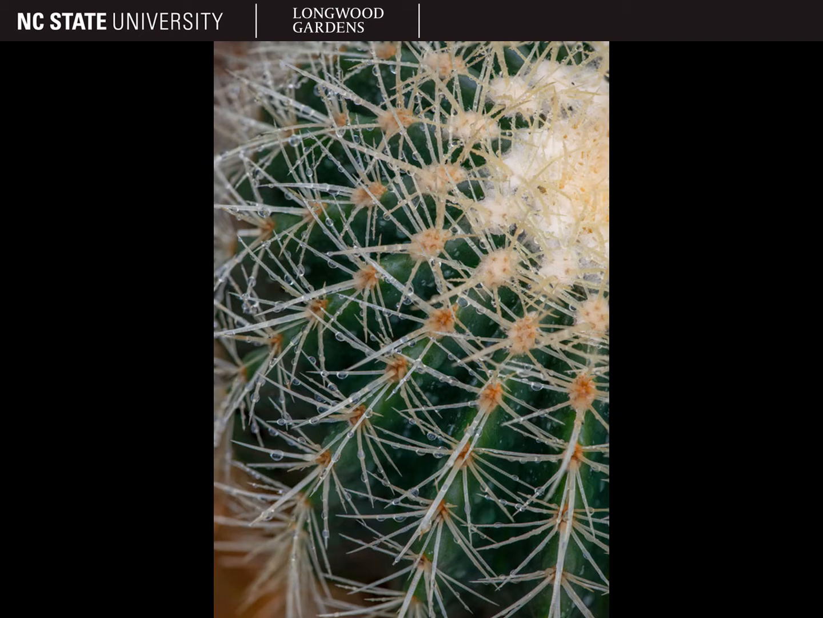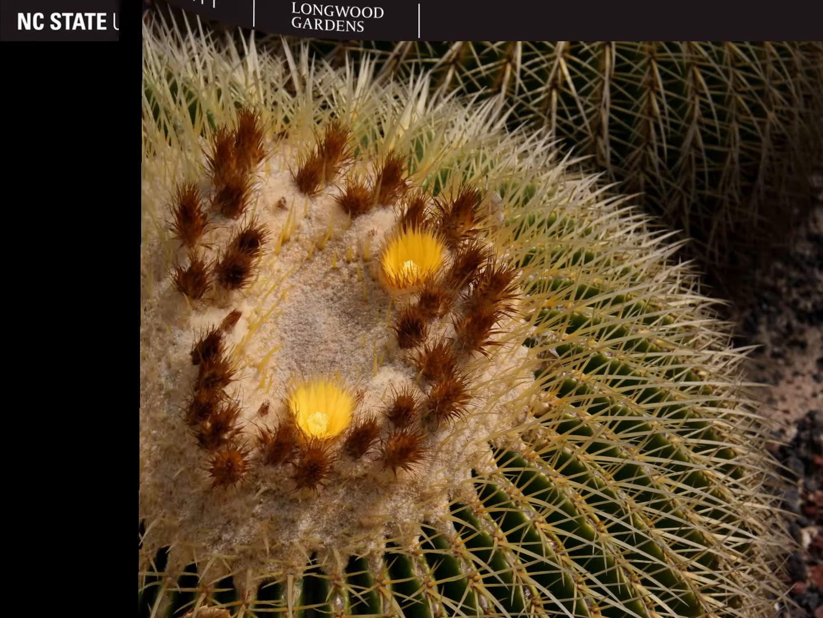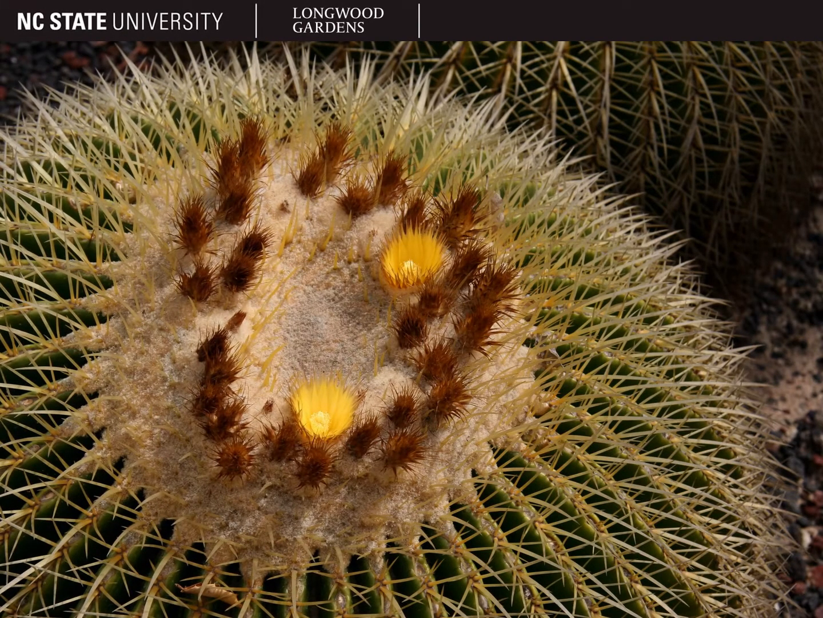Another defining trait for this genus is that there will be fuzzy, wool-like growth on the apex of the stem, which you can see on the upper right in this photo. And this fuzz will give rise to a usually circular ring of flowers, which will be yellow, pink, or violet, depending on the species. And these flowers are typically funnel-shaped with numerous petals.